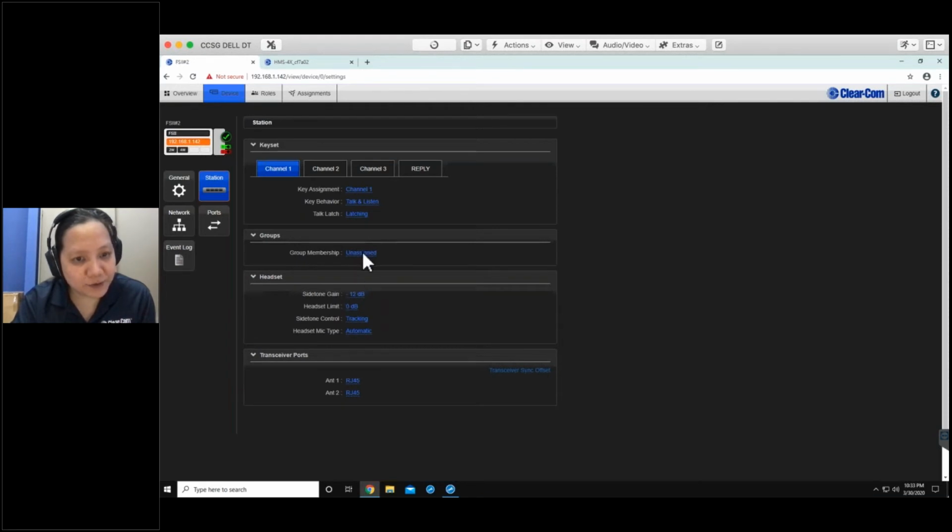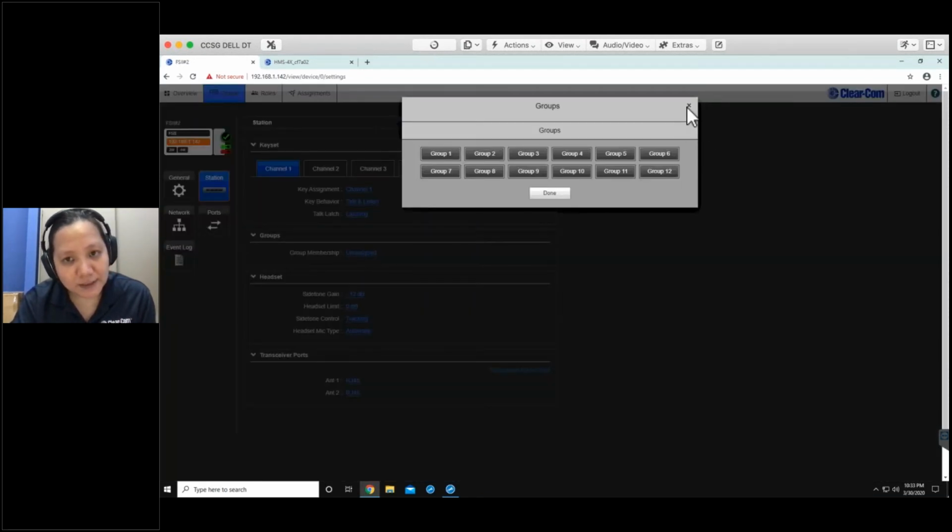Okay, group membership is different. Group is similar to a party line. Rom, are you able to explain group? The group membership is where you select for this belt pack what group they can listen to. If you put a group on another panel, nobody can hear it unless they're part of that group. So that's the first part of the group.